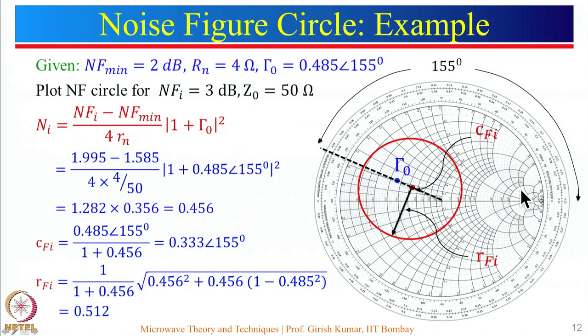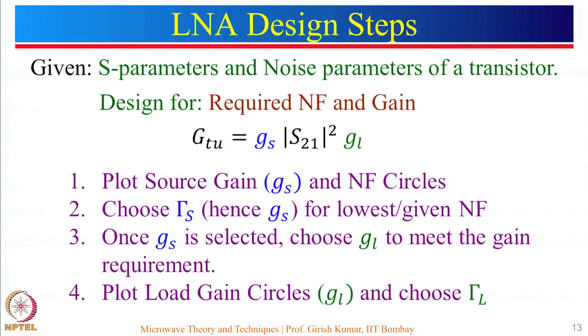I just want to mention where will be the location of the other noise figure circles for different values of NFI. So, just recall this point here corresponds to NF min which is equal to 2 dB. Suppose we are interested in NFI equal to 2.5 dB. So, the 2.5 dB noise figure circle will be somewhere here. This is the 3 dB noise figure circle. A 4 dB noise figure circle will be much larger like this over here. So, with this particular information, now let us see how we can design a low noise amplifier.